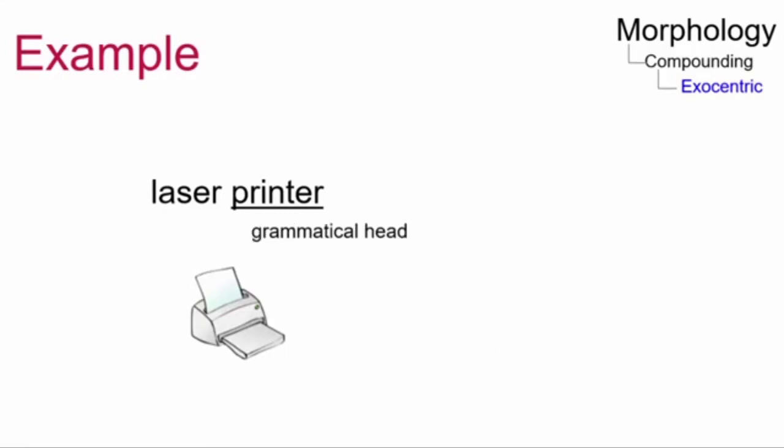In the first example, printer is both the grammatical and semantic head of the compound. Grammatically speaking, printer takes on all the inflectional markers. For instance, laser printer can be pluralized to laser printers. Semantically speaking, a laser printer is a type of printer.